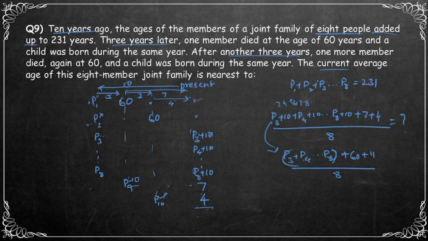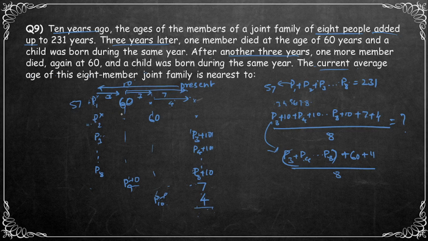So here we have some information. His age when he died was 60. So we can find the value of P1, which is 60 minus 3. So P1 value is 57. Now similarly P2 value we can find.